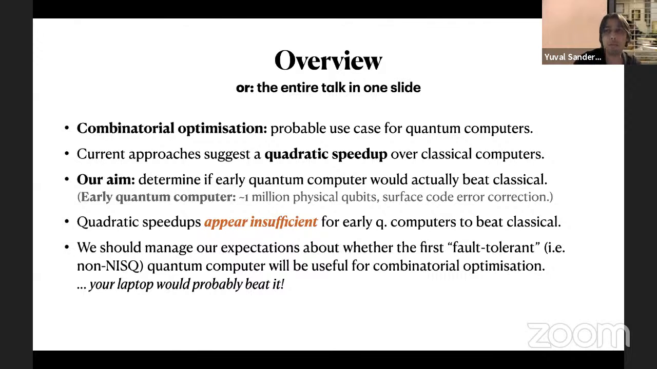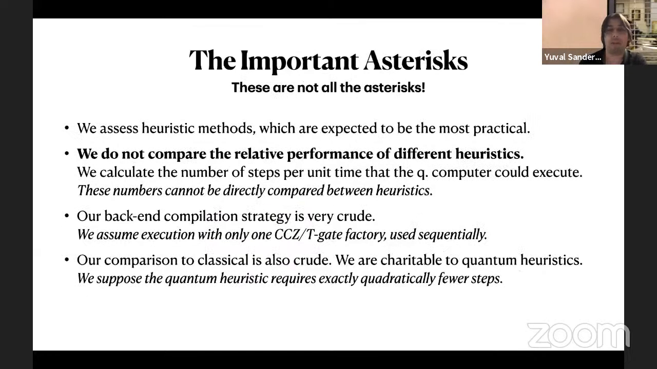And some indications that I found was essentially that my laptop would beat the quantum computer in at least certain ways. So with those strong statements, there's a pile of asterisks that I should give. And these aren't all the asterisks I should give, but these are the main ones. So the first thing to know is that we are looking at heuristic methods. So we're not looking at methods that are guaranteed to return an answer. We are looking at methods that are sort of likely to do well under most circumstances.